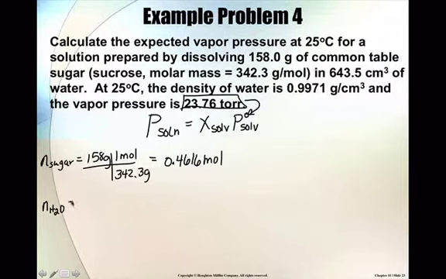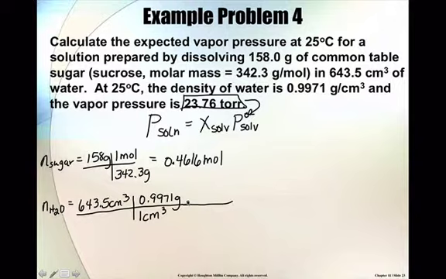fraction. So for the water, they told me, let's see, that I had 643.5 centimeters cubed of water. Because they gave me a volume, they had to give me the density so that I could convert to mass. So 1 centimeter cubed of water from right here is 0.9971 grams of water. And then I want to take one more step and use the molar mass of water. So 18 grams of water is 1 mole. And when I calculate that out, I get 35.65 moles of water.